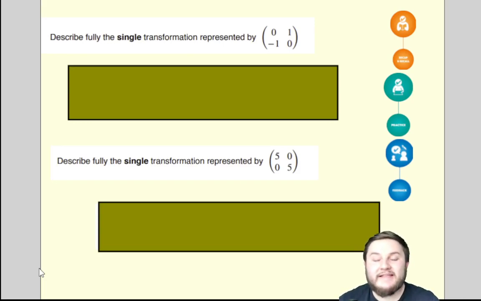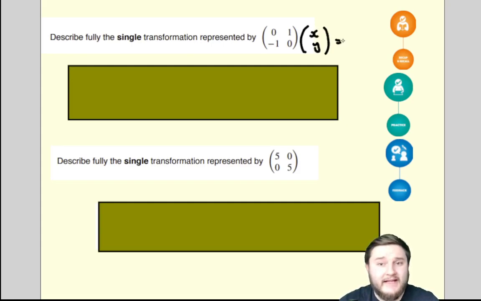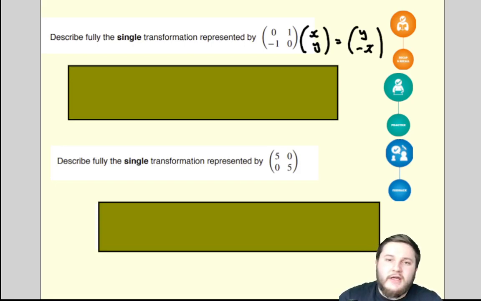It says, describe fully the single transformation represented by 0, 1, negative 1, 0. Well, a way to test a matrix is to multiply it by the coordinate (x, y) and see what happens. So 0 times x is 0, 1 times y is y, and negative 1 times x is negative x, 0 times y is 0, so this is going to be negative x. In other words, if you do this transformation, you are going to basically flip the coordinate over, and then what is now the y coordinate but used to be the x coordinate is now negative. Okay, so that's quite an interesting idea.